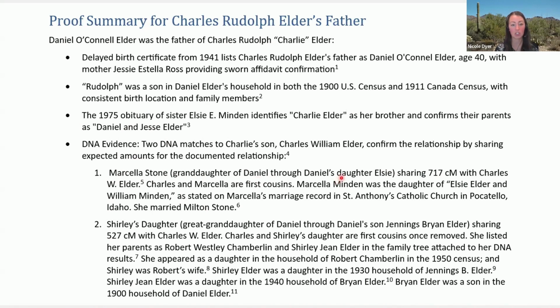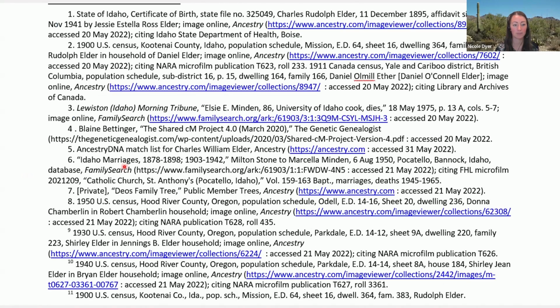And then showing the documentation of Marcella back to Daniel, I have Marcella was the daughter of Elsie, as stated on Marcella's marriage record, and showing who she married so that we can correlate her married name here with her marriage here. And then footnote 6 goes to Marcella's marriage record, Milton Stone to Marcella Minden.